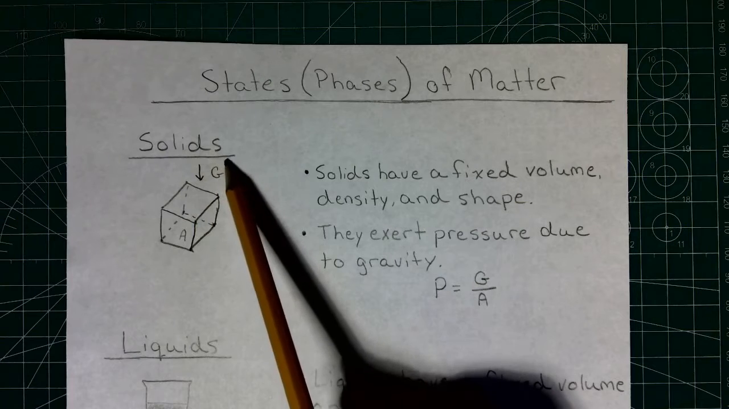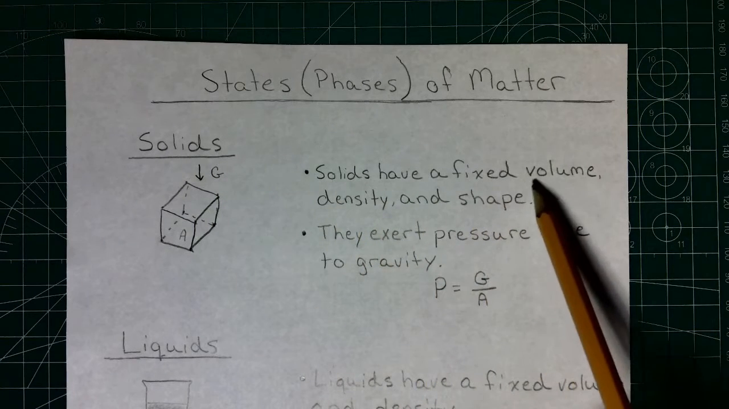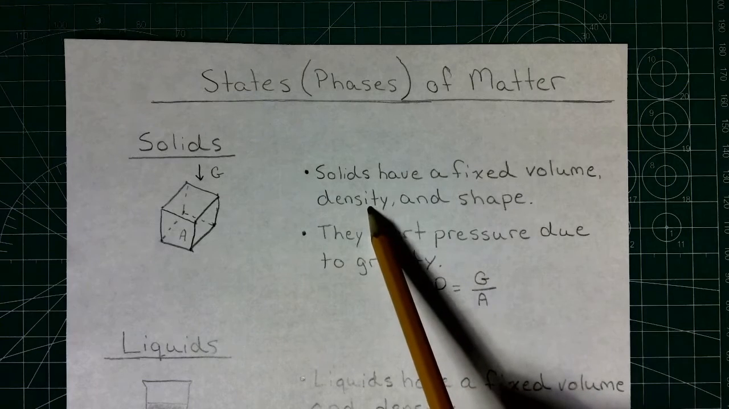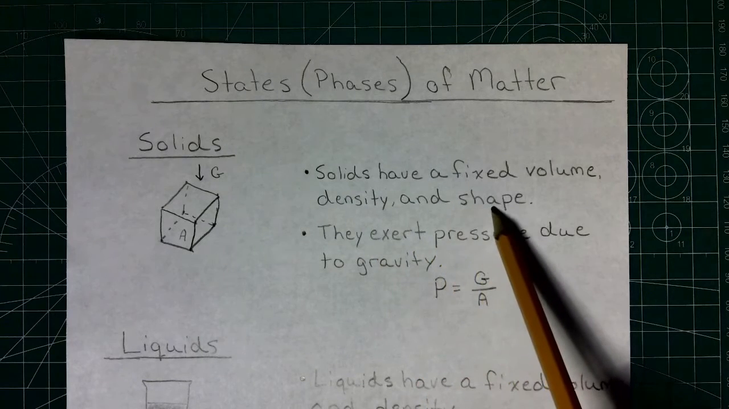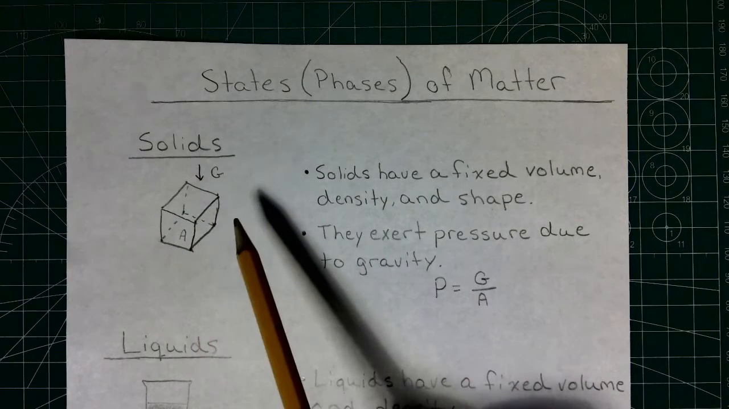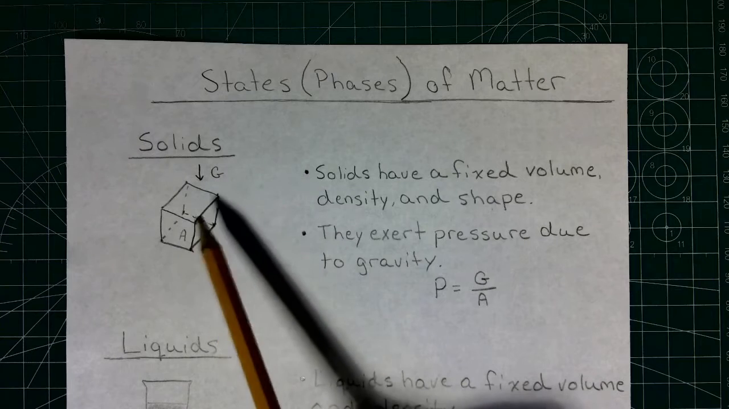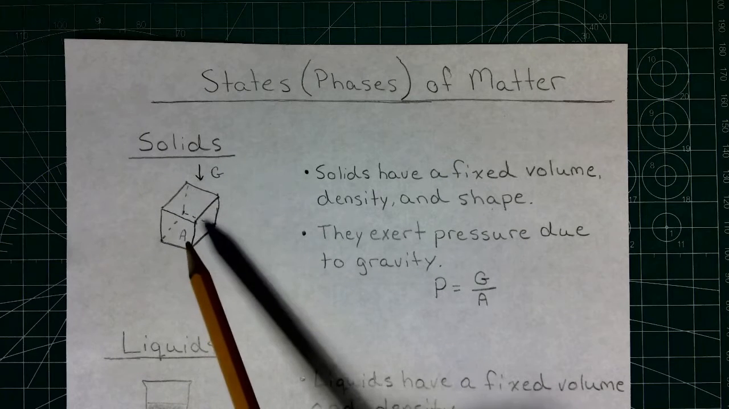So we have solids. A solid has a fixed volume, it has a fixed density, and it has a fixed shape, right? If I take a solid cube of something and I stick it in a different container, it's not going to change its shape. It's just going to still be a cube.